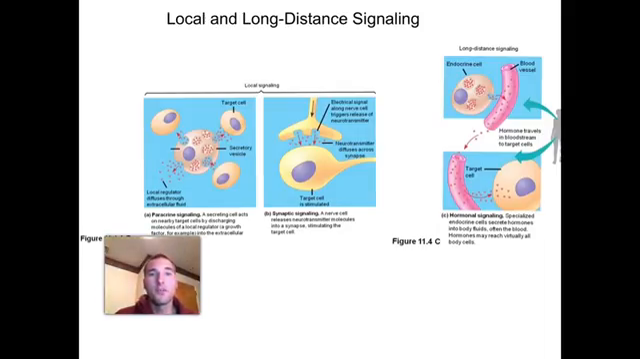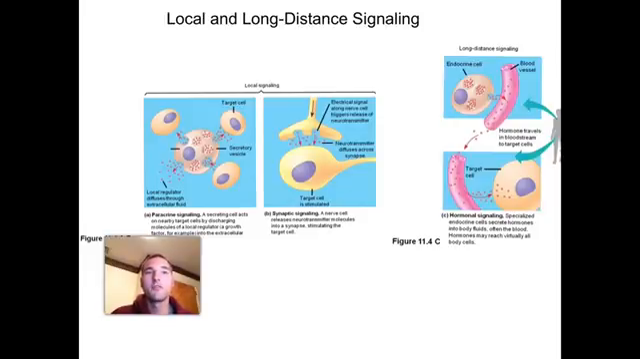If it's not going to be direct contact communication that's happening, then we have to get to signaling systems, and this is what we're going to spend the majority of the chapter on. This is when one cell releases a signal that travels some distance and is then picked up and responded to by another cell. We have something called local signaling here, and that is, again, two cells that are very close to each other. Maybe they are touching, maybe they're not, but they're very close, and they're sending chemical signals to each other to cause responses in the other cells.